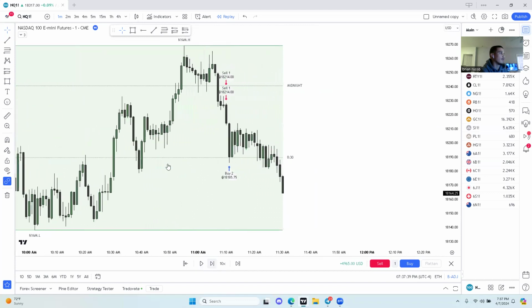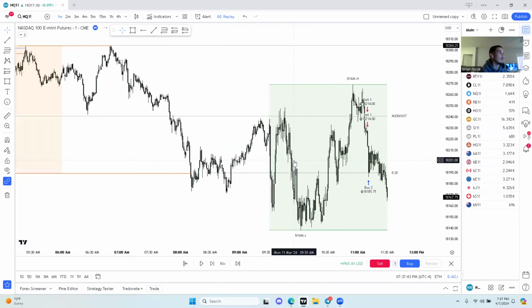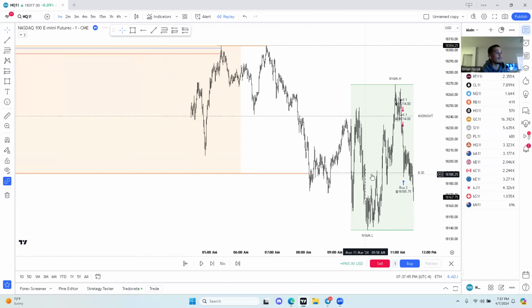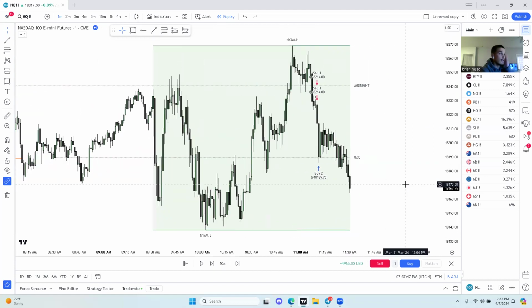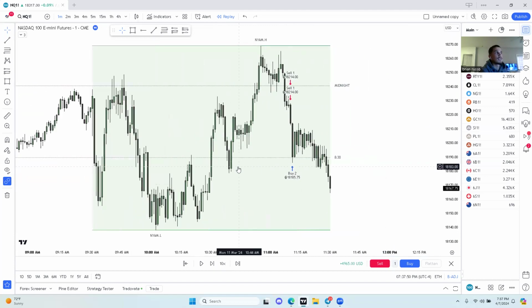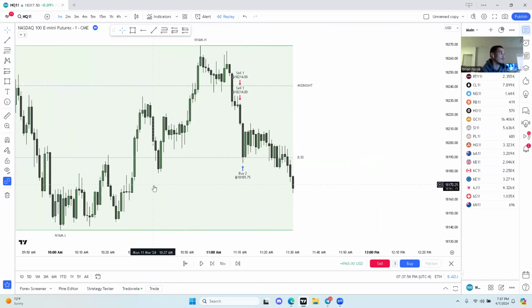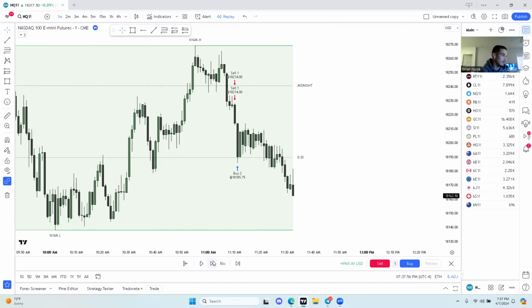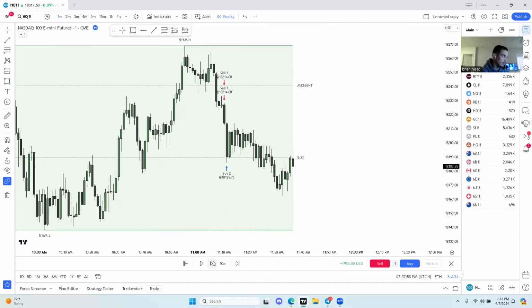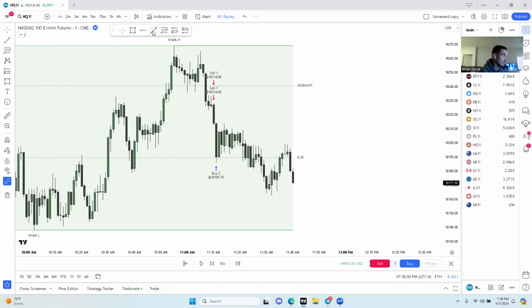And that's the power of ICT right here. I'm literally sitting here backtesting, and this is March 11th, so this is over a month ago. We're able to read price and predict it candle by candle almost, and trade by trade. That's really what this is all about, having this skill set and being able to learn the markets this way.